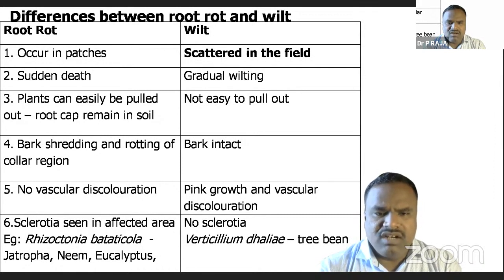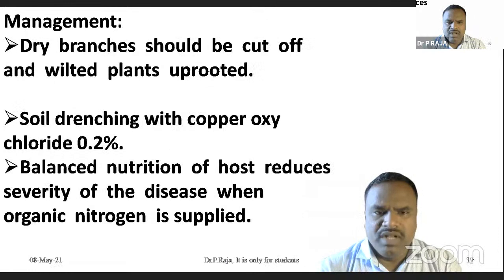And bark shredding and rotting of the collar region, bark shredding, okay, that we can see in root rot. And in the case of wilt, bark is intact. In root rot there is no vascular discoloration, whereas in wilt there is a pinkish or brown vascular discoloration. It is due to the oxidation of phenols. And sclerotia are seen in the affected area in root rot, whereas in wilt there are no sclerotia, right? So these are the differences between root rot and wilt.